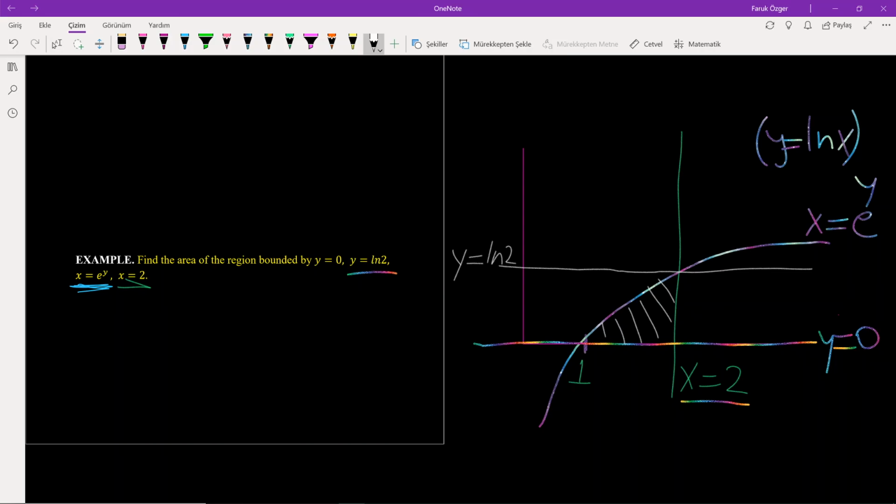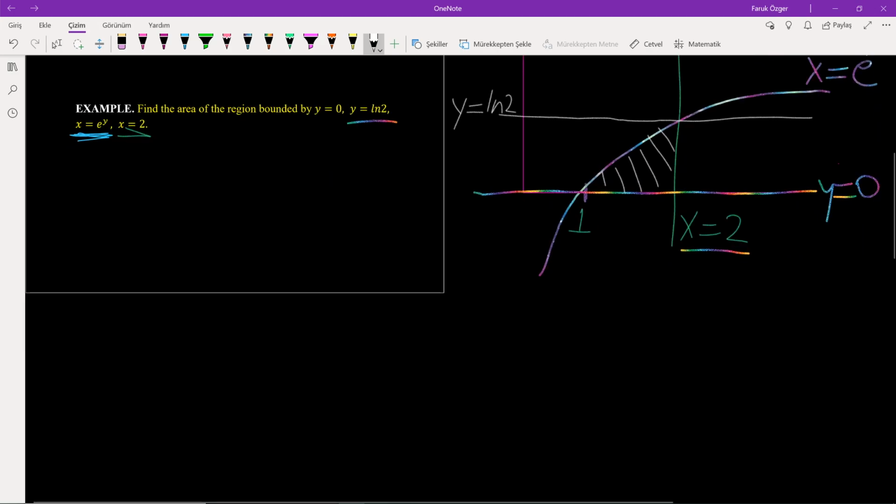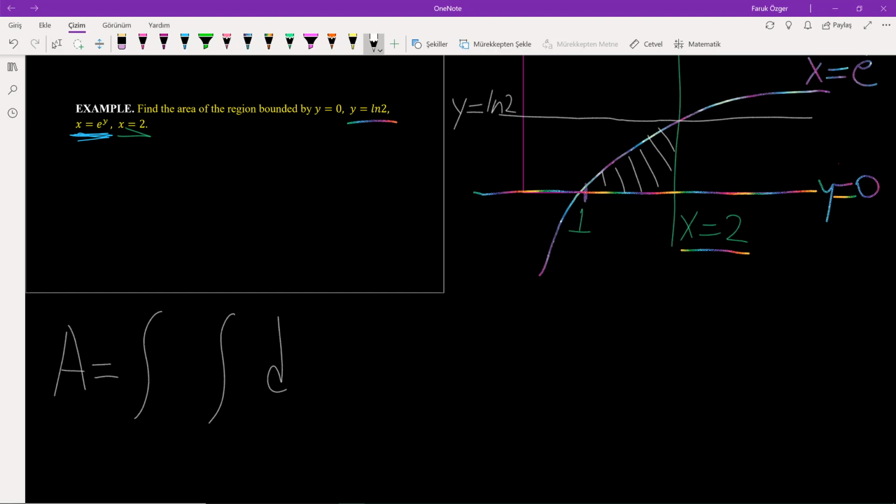Okay. Let's set up the double integral. The area is the double integral. Let's prefer to write dx dy for dA. This is dA. Okay. What about the boundaries of integration? For x, since we first write dx, we will draw a parallel line to the x-axis.